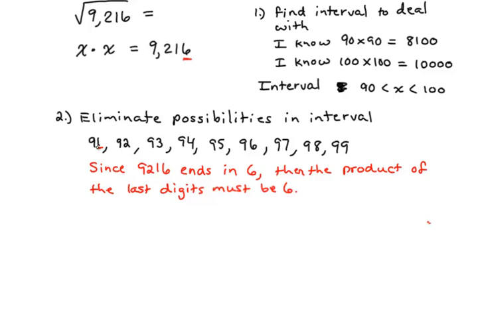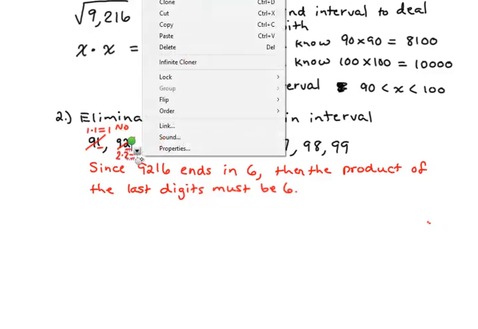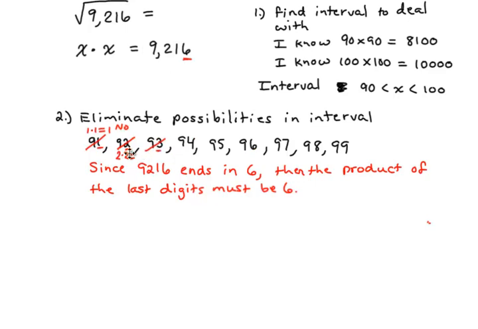So I'm going to look at the 91. 1 times 1 is 1, so that doesn't work. 2 times 2 is 4, that doesn't work. 3 times 3 is 9, so that doesn't work. So I'm going to write that down. 1, so that's a no. And 2 times 2 is 4, so that's a no. 3 times 3 is 9, so that's a no. Okay, so you kind of get the idea.